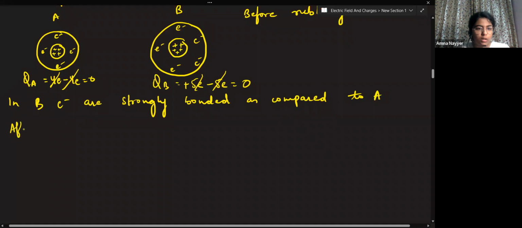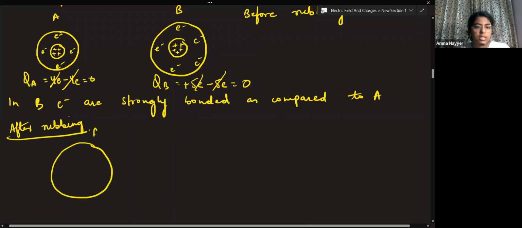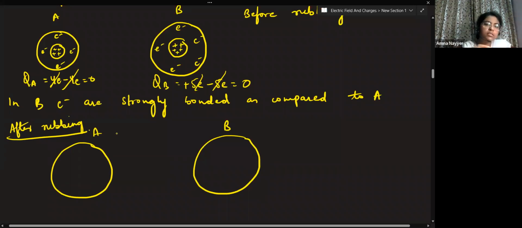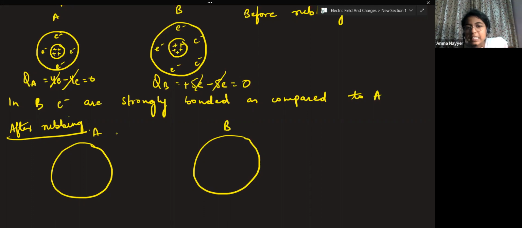So if I talk about after rubbing, so this is A, this is B again. If I give you this precise line that electrons in B are strongly bonded, so removal of electrons is easier in which case, A or B? Just let me know. A or B?